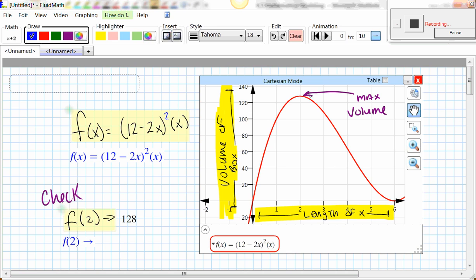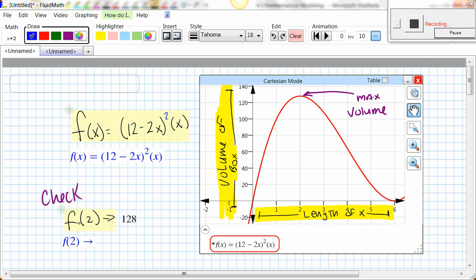So again, this represents the max volume. Notice that my domain is from 0 to 6, because once I go past 6, that's more than halfway across the length of that piece of cardboard. So I can't really go past 6 in terms of the practicality of the problem. So this is going to represent the length of x. This is going to represent the volume. The length is independent of the volume. The volume depends on the length. So maximum volume looks to be right about there when x is about 2.